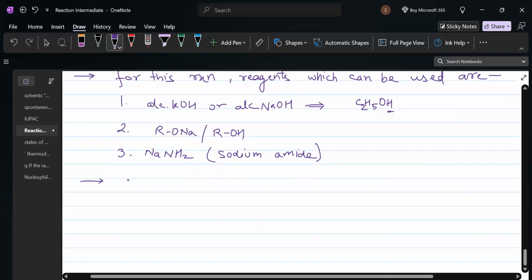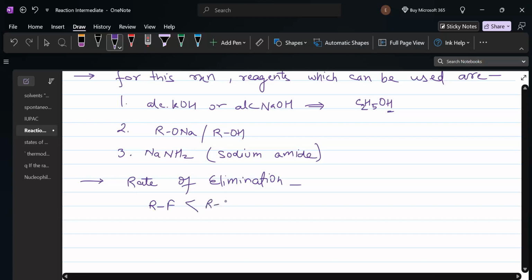Rate of elimination, very easy. You can compare it with SN1, SN2 also. When I write it, you will understand. RF is lesser than RCl, is lesser than RBr, is lesser than RI.